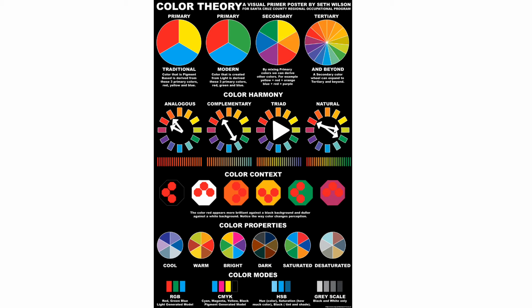So triad of colors is using the geometric shape of a triangle to pick colors and using those colors as a color combination. And then natural colors, again, very similar to complementary, but now we're almost at a split complementary where we're using one color and then the colors next to its complement side by side. Color context, again, the arrangement or placement or how a color appears on top of a different colored background.